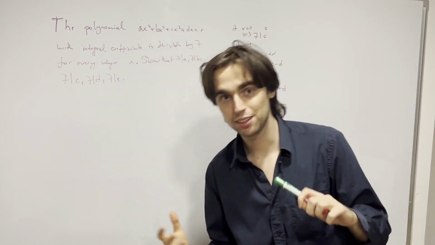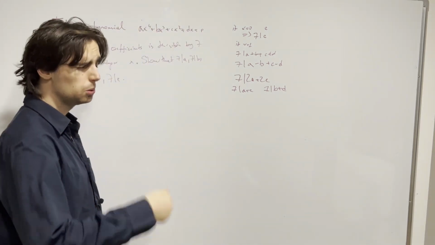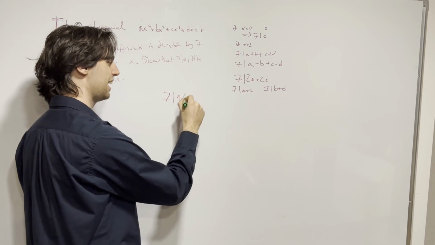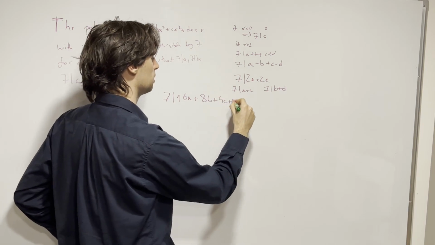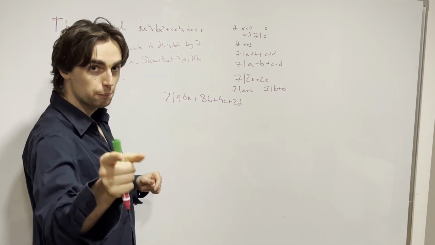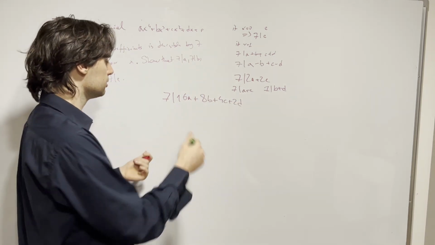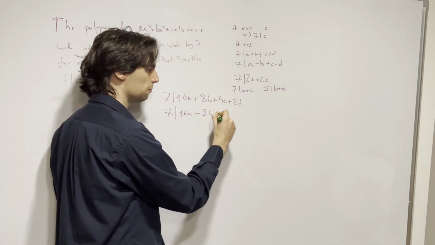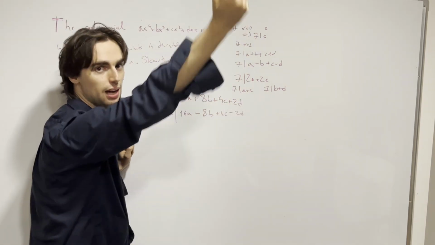What do we do now? Well, we've been plugging stuff in to get more and more information, so let's plug in 2. What is 2 times 2 times 2 times 2? 16. So we get 16a plus 8b plus 4c plus 2d plus e, but we don't care about the e. Now we can also plug in minus 2 right from the get-go. We get 16a minus 8b plus 4c minus 2d, plus e, but 7 divides e, we have that already.